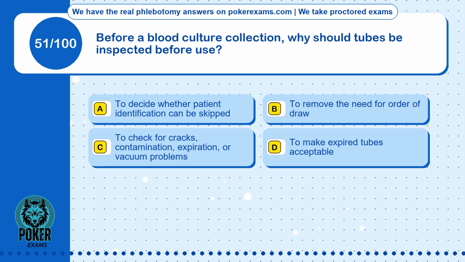Question 51. Before a blood culture collection, why should tubes be inspected before use? Option A. To decide whether patient identification can be skipped. Option B. To remove the need for order of draw. Option C. To check for cracks, contamination, expiration, or vacuum problems. Option D. To make expired tubes acceptable.